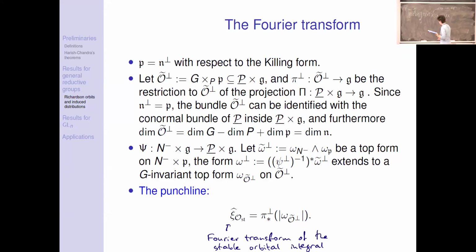So the key point that enables this is that with respect to the Killing form, if you have a parabolic, some Cartan plus maybe L plus N, a Levi, then with respect to the Killing form, the orthogonal complement of N is P. The perp stands for orthogonal complement with respect to the Killing form.